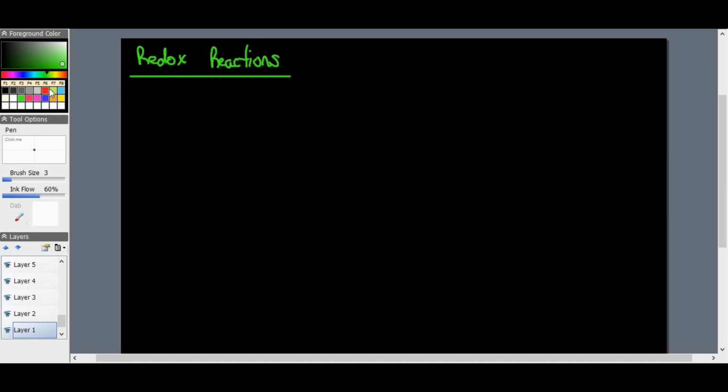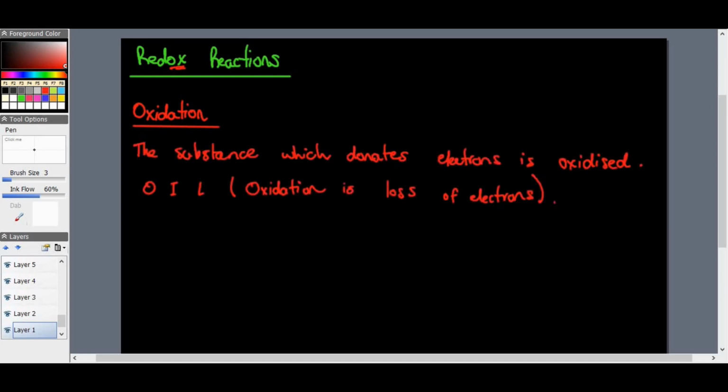So, the ox part, we're going to start here. Ox basically stands for oxidation. So, let's unpack what oxidation is first. Oxidation, quite a long definition here: the substance which donates electrons is oxidized. And we form an acronym called OIL. Oxidation is loss of electrons. Some other textbooks will describe it as LEO, loss of electrons is oxidation. Doesn't matter. The original definition of oxidation was the gaining of oxygen.